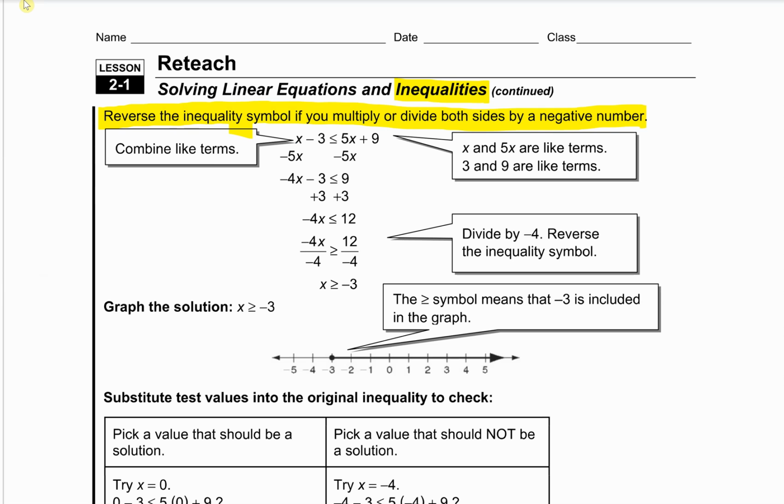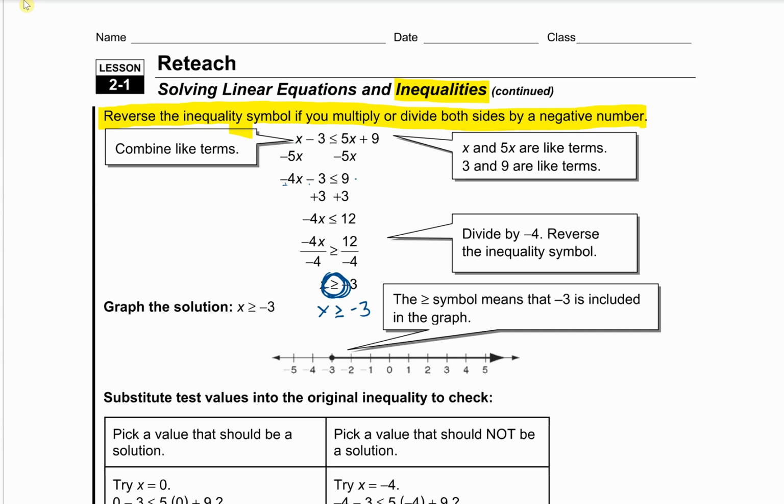I'm going to subtract 5x from each side. I get negative 4x minus 3 equals 9. I'm going to add 3. So I end up with negative 4x is less than or equal to 12. I'm going to divide by negative 4, and then this is the key right over here. I am going to reverse my inequality from less than or equal to greater than or equal to.